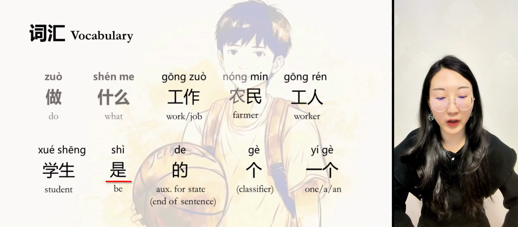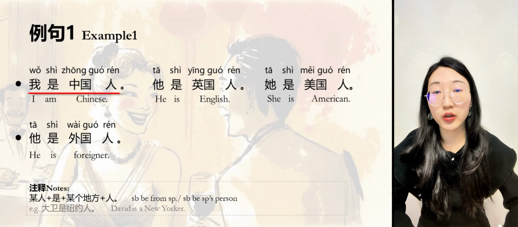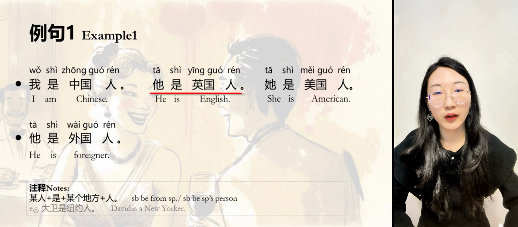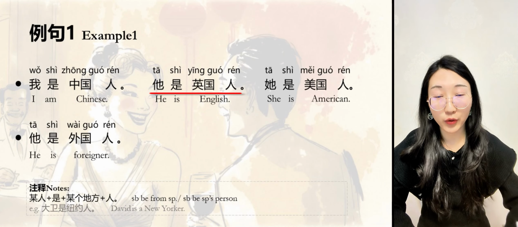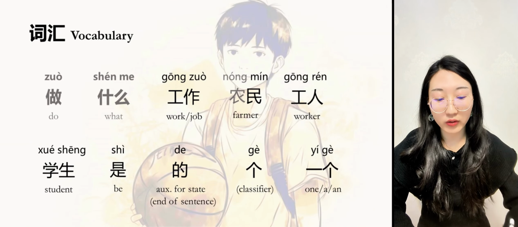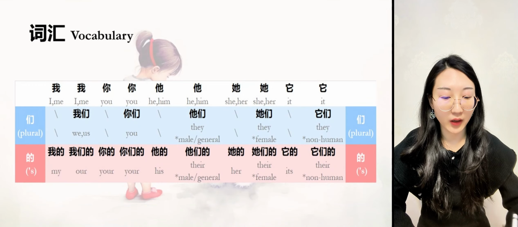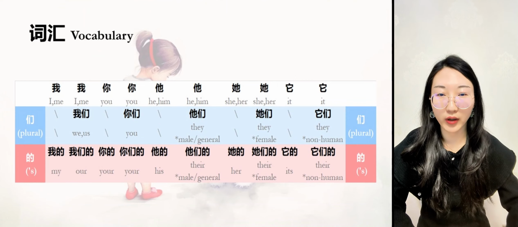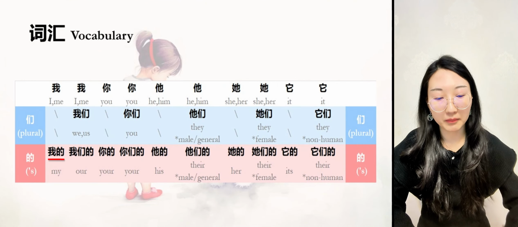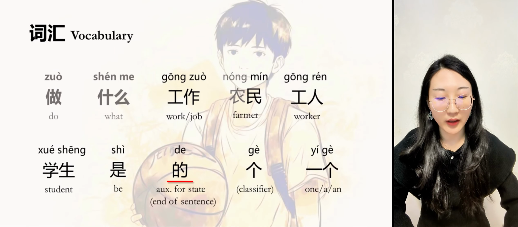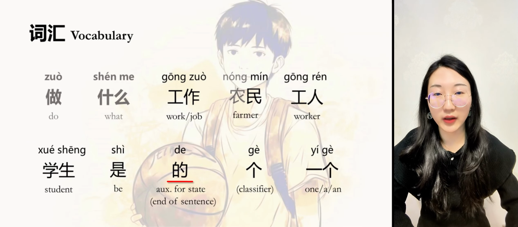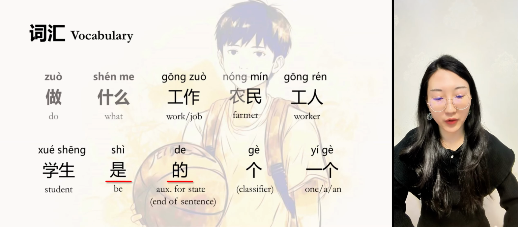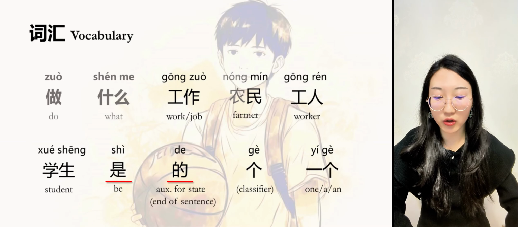And we also learned the be verb 是. 我是中国人, I am Chinese. 他是英国人, he is British. And we also learned the auxiliary word 的, which has two functions as a grammar part. The first one is to be added after a noun or pronoun to mean possession: 我的, my; 你的, your. And the second function of 的 is to be used at the end of a sentence to mean the sentence is over. It's also a part of the combination 是什么什么的 to make a clarification, explanation, or description.